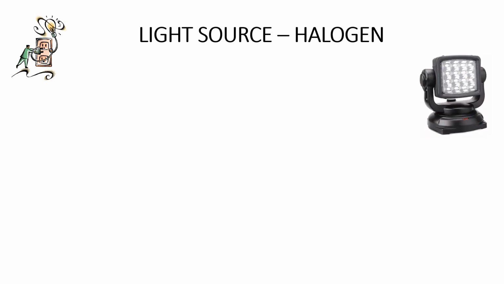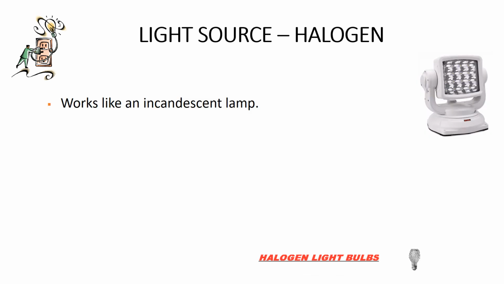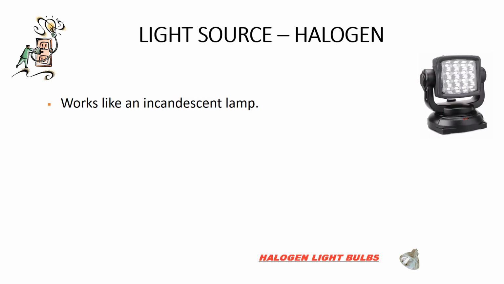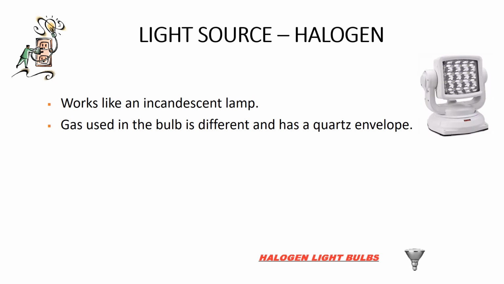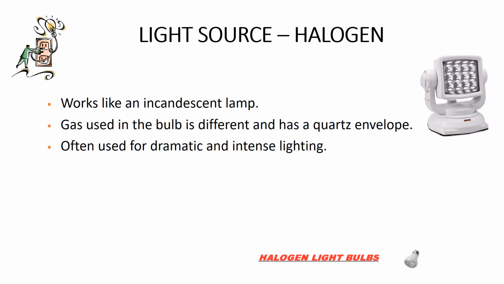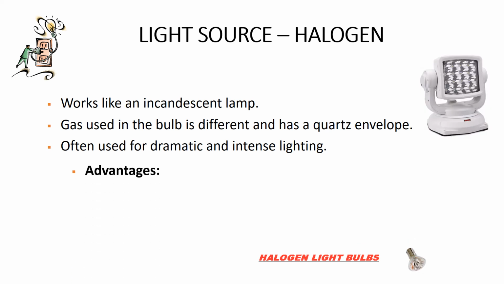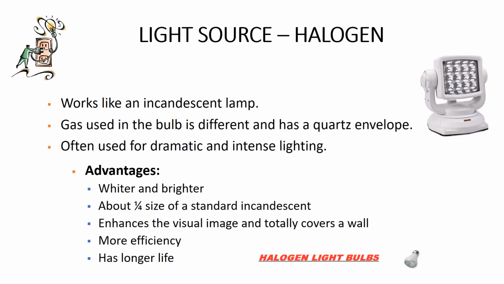The next type of light source is halogen. A halogen lamp works like an incandescent lamp. The gas used in the bulb is different and it has a quartz envelope. It is often used for dramatic and intense lighting. So let us look at the advantages of halogen lights.